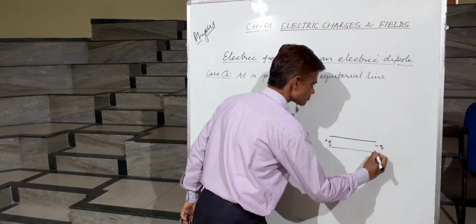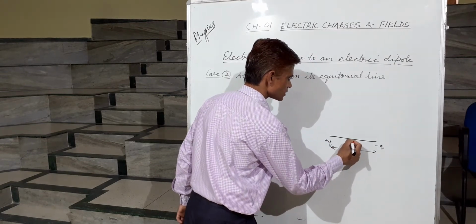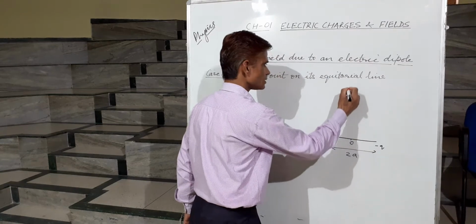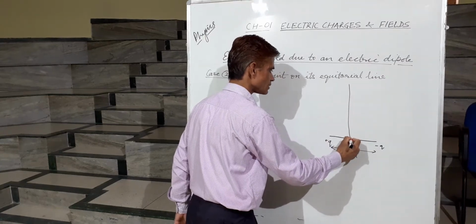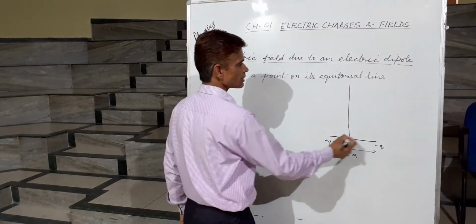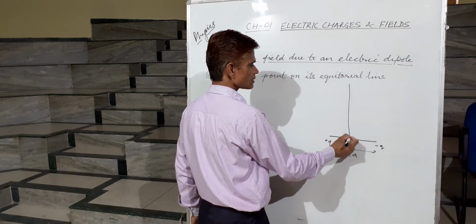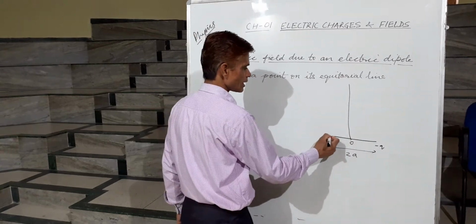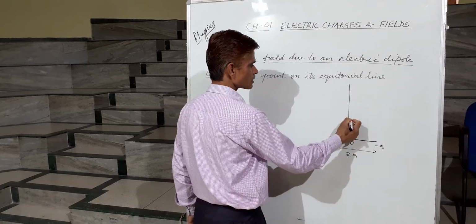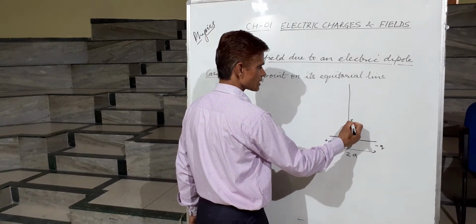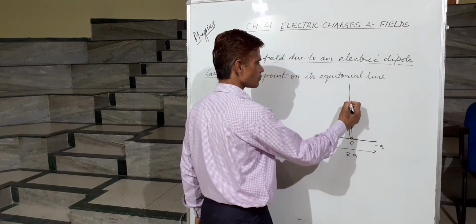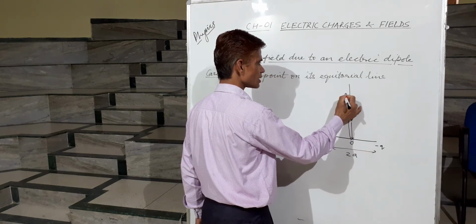This is the electric dipole with center O. Now this line, the line perpendicular to the dipole and through its center, that is the equatorial line. Suppose you want to determine the electric field at a distance r from the center of the dipole at a point P on its equatorial line.